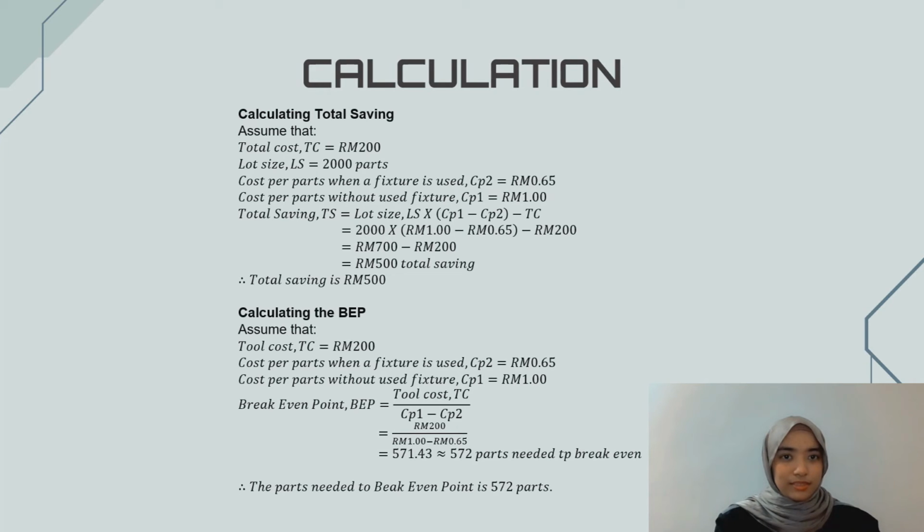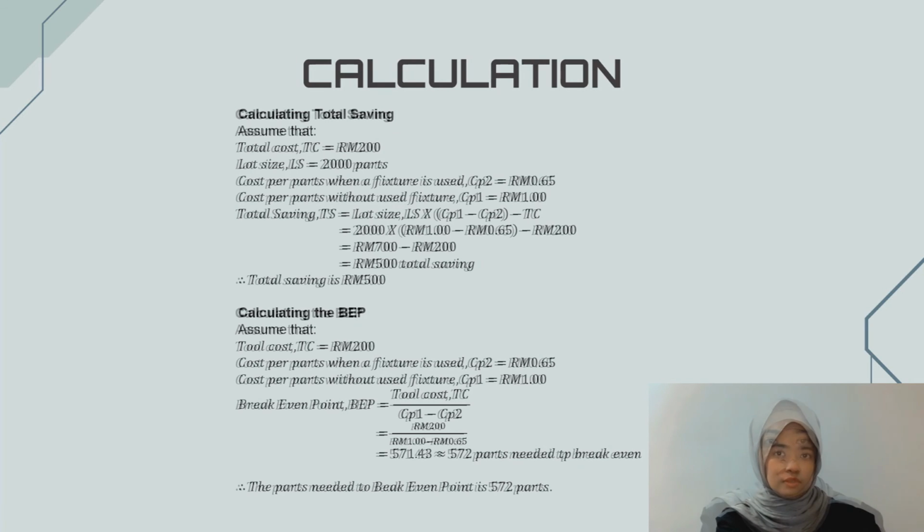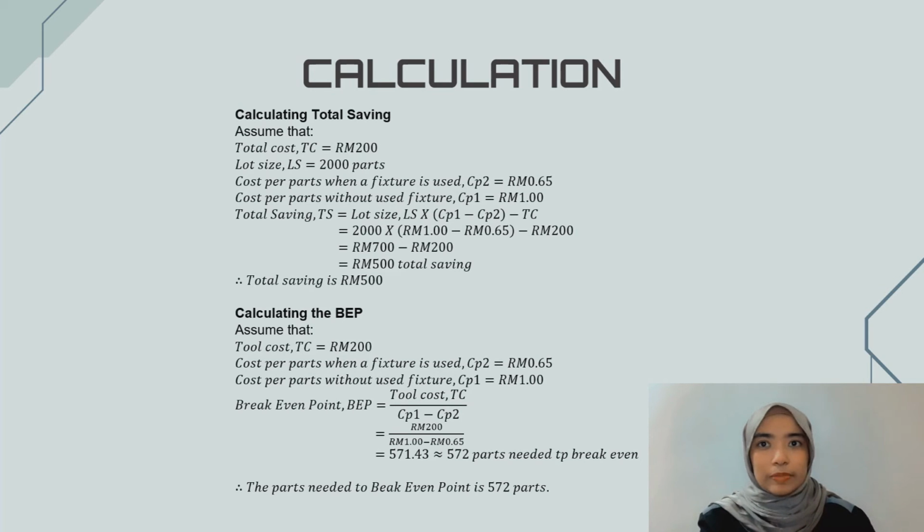To calculate the total savings, we assume that the total cost is 200 ringgit, the lot size is 2,000 parts, the cost per part when a fixture is used, CP2, is 65 cents, and the cost per part without a fixture, CP1, is 1 ringgit. With the formula, total savings equals lot size times CP1 minus CP2, minus total cost, it will be 500 ringgit in total savings.